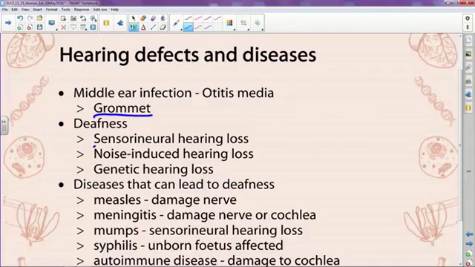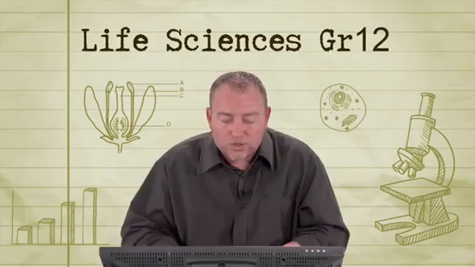You have sensory neural hearing loss. You can get noise-induced hearing loss, so if it's too loud, you're going to start destroying it. And then you get your genetic hearing loss, in other words, something in your genetics stops you. Okay, so those are the three that you do get.